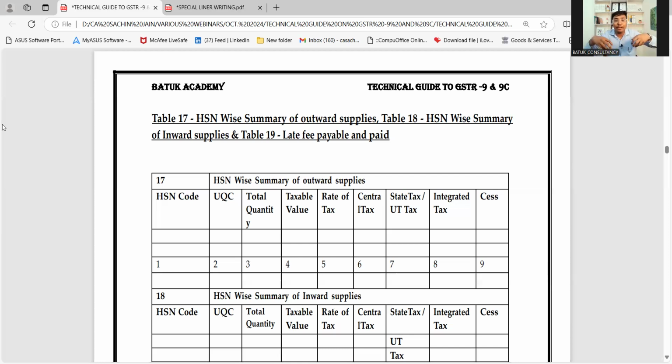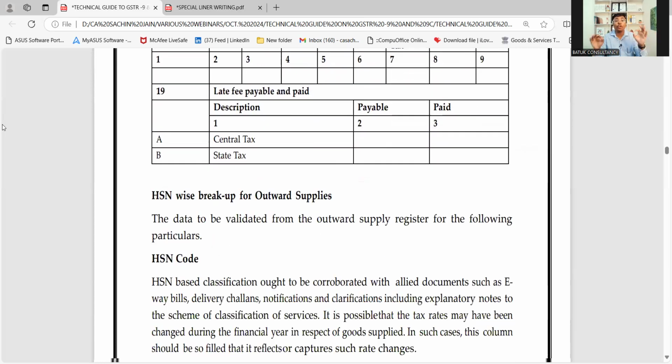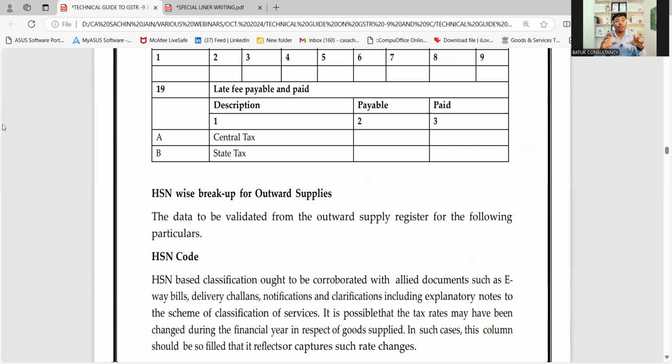Many times what happens is we are reflecting the wrong HSN code, and during litigation the departmental authority will say that actually you are dealing in these types of products, but you have mentioned these HSN codes on the GST common portal. So we should be very careful from that perspective, that the data should be reconciled and comparable. Then lastly, late fees will be auto populated if you do not file the return on a timely basis.